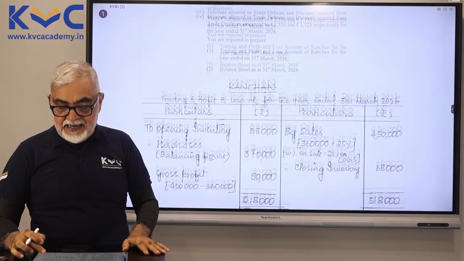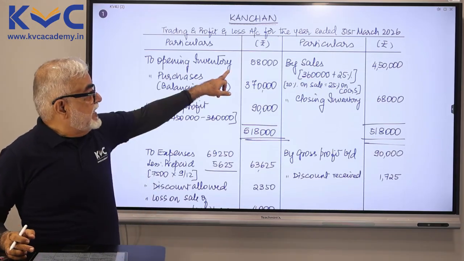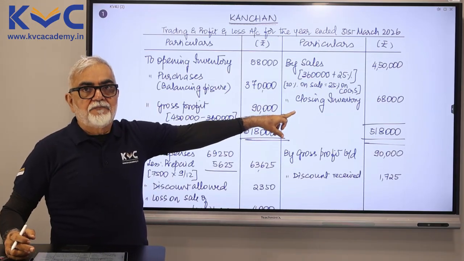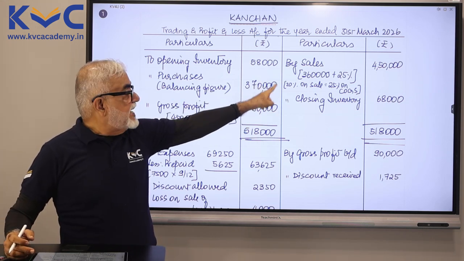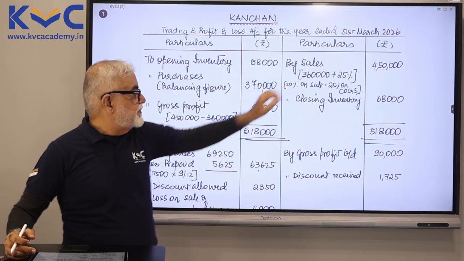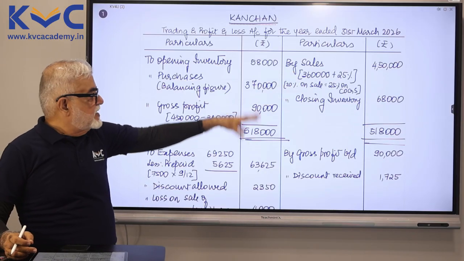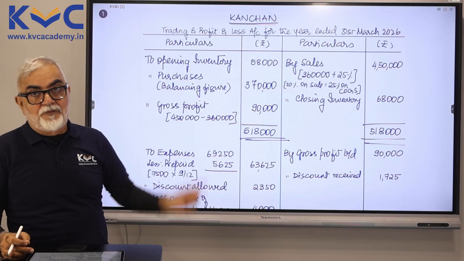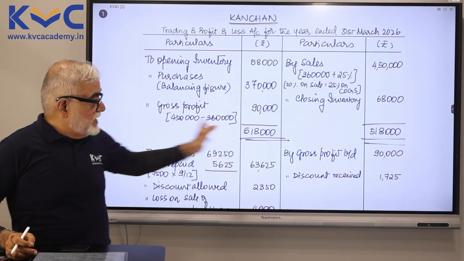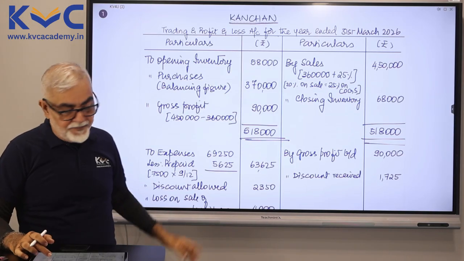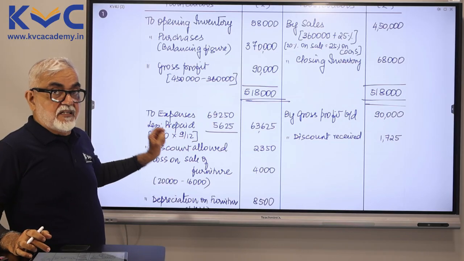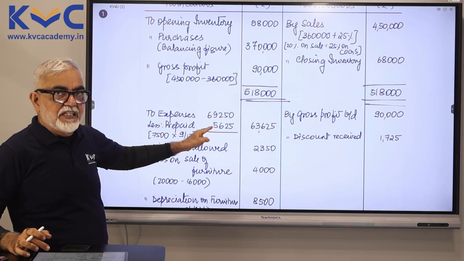So when I prepare the trading and profit and loss account, opening inventory and closing inventory are given to me. Purchases is the balancing figure because sales I know, 3,60,000 plus 90,000, 4,50,000. Gross profit is 90,000. So the balancing figure is 3,70,000 for purchases. The gross profit brought down 90,000. Discount received 1,725. Expenses less 9 months of 7,500 which is prepaid.